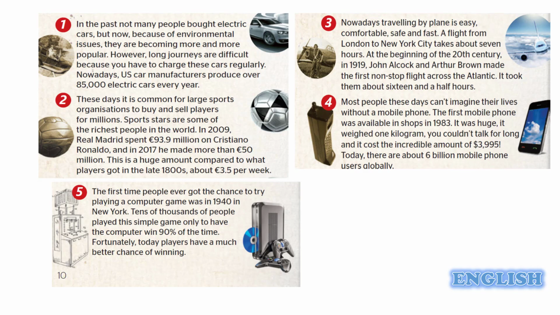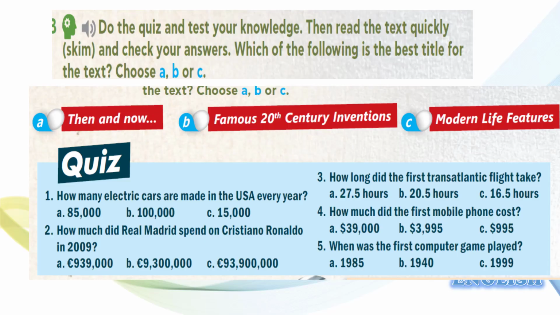Now let's go back. Let's see here. Which of the following is the best title for the text? Then and now, famous 19th century inventions, modern line features. Yes, perfect. The best title here is Then and Now, because the text is talking about the past and the present.